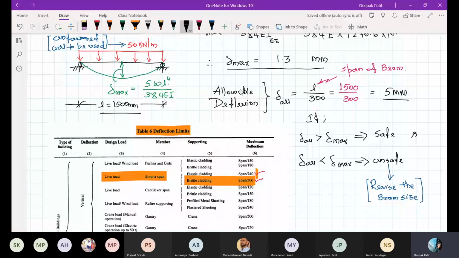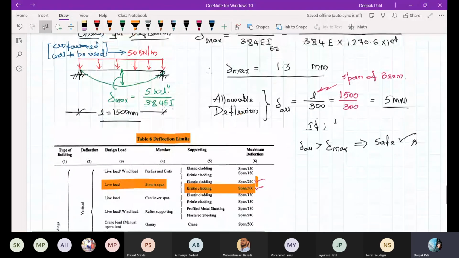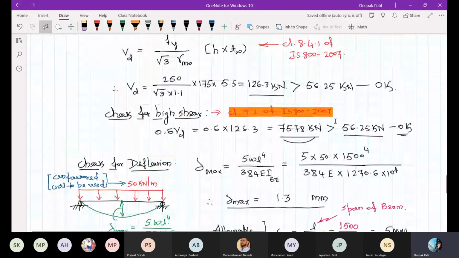So since your delta allowable is more than delta max, you can say your beam is safe. If your delta allowable, that is allowable deflection, is less than the maximum deflection, then it is unsafe, and you have to go for the revision of the section. But in our case, it is safe because the allowable deflection is more than the actual deflection. So this is how you can do the design of laterally unsupported beams.